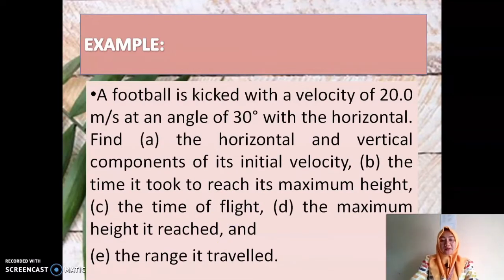For example, a football is kicked with a velocity of 20 meters per second at an angle of 30 degrees with the horizontal. Find letter A, the horizontal and vertical components of its initial velocity. B, the time it took to reach its maximum height. Letter C, the time of flight. Letter D, the maximum height it reached. And letter E, the range it traveled.